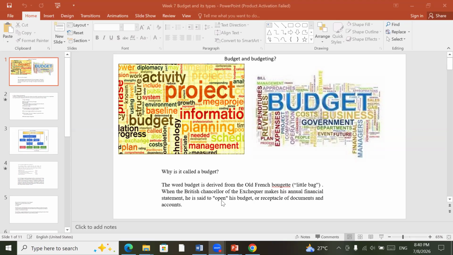When the British Chancellor of the Exchequer makes his annual financial statement, he is said to open his budget or replace the documents of account. So actually this budget was first established as budgety, that is little bag, then the British Chancellor of the Exchequer made statements related to the budget. From that, day by day, the budget style, budget condition and budget area gradually developed.